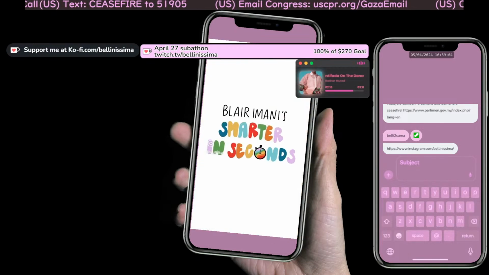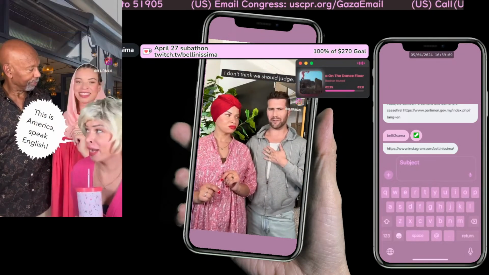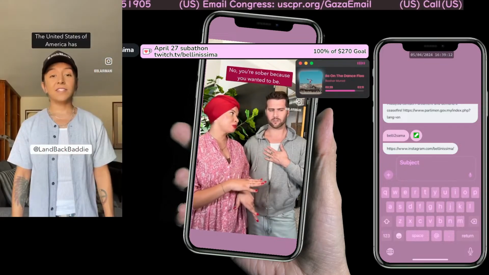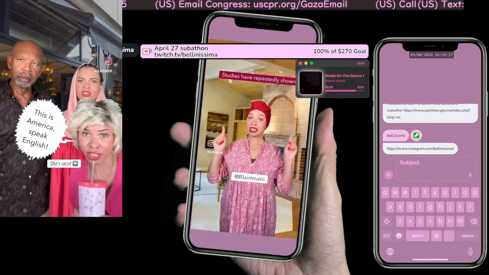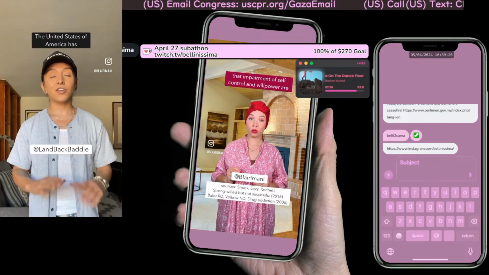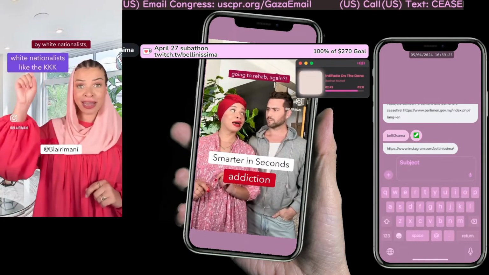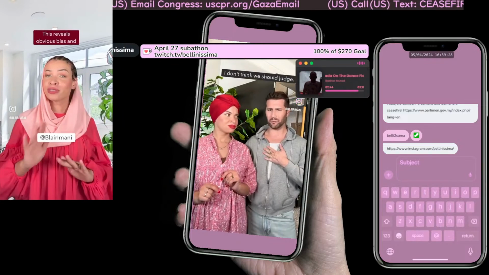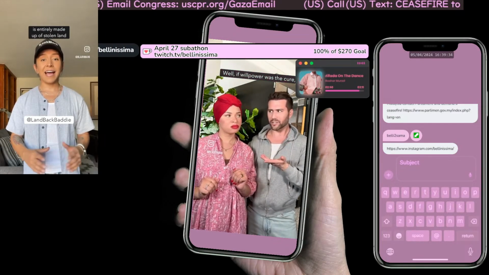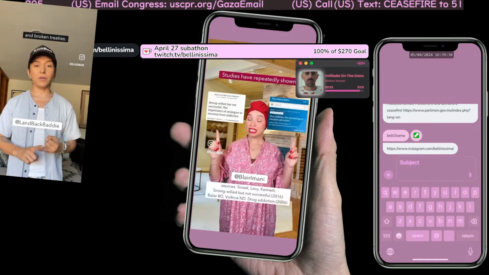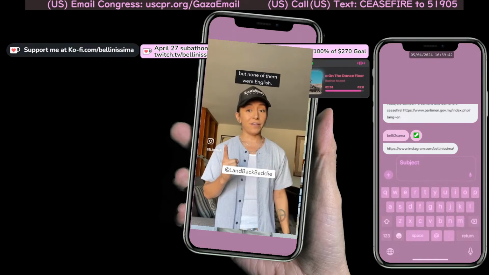Can you believe she's going to rehab again? Well, as someone who went to rehab, I don't think we should judge. No, you're sober because you wanted to be. She just needs willpower. Well, if willpower was a cure, addicts wouldn't exist. Speak English. This is America. The United States of America has no official language. Speak English. This is America. Is a phrase used by white nationalists, racists, and xenophobes? This reveals obvious bias and lack of understanding.